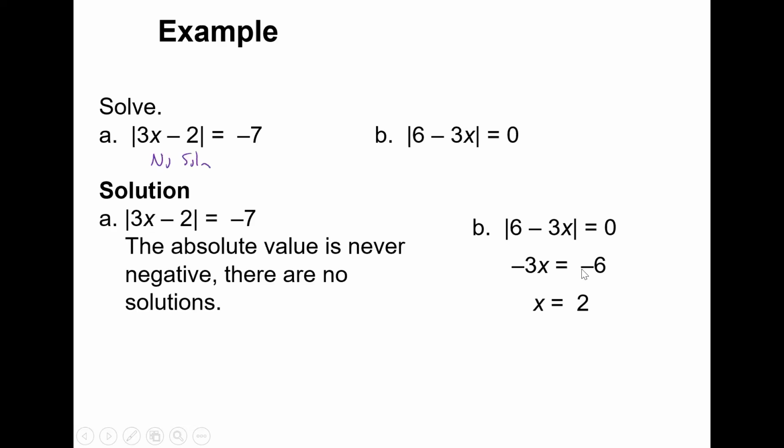So when you have the 0, just drop the absolute values and solve for whatever your variable is and you're done. If you have a negative, you're just done because you have no solution. All right, let's stop there and we'll come back for some more.